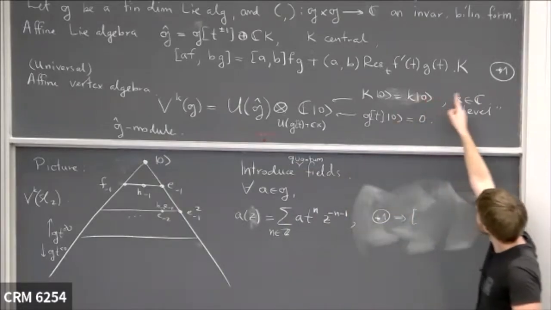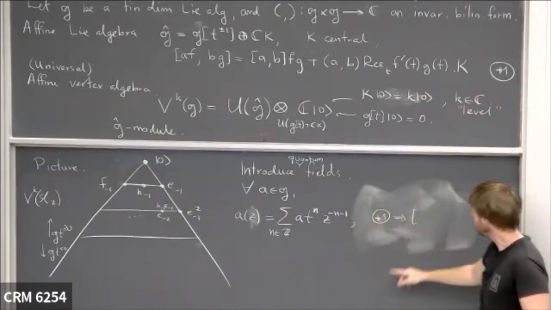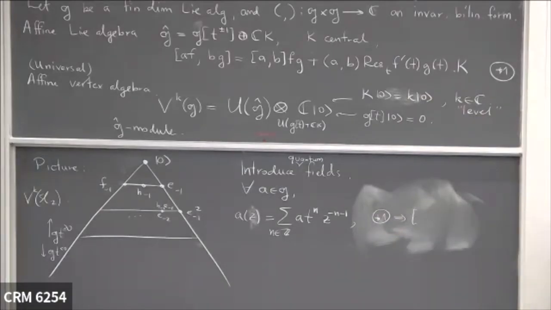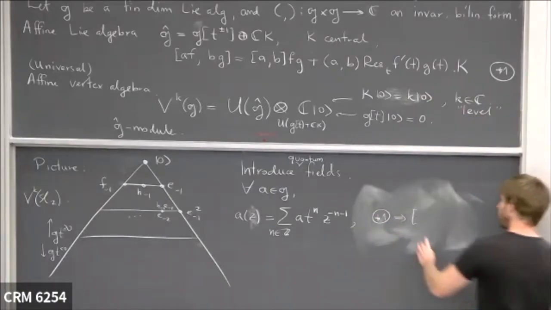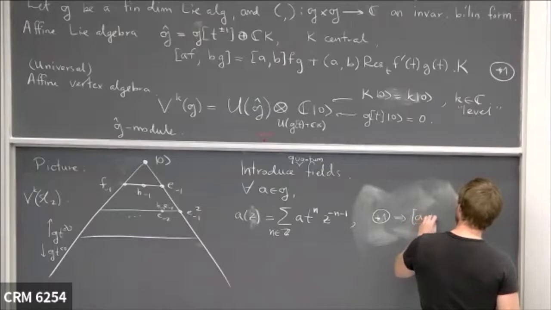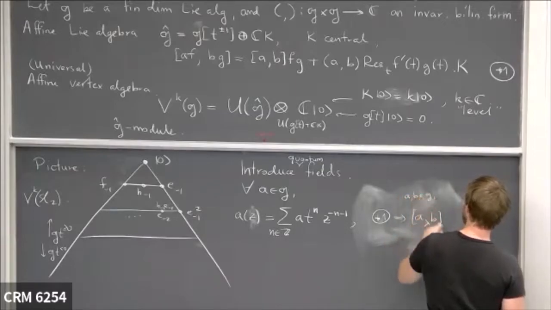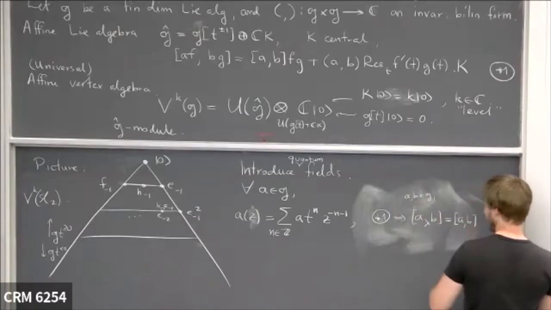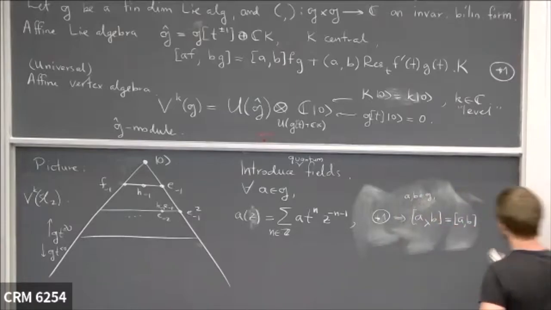And if you re-express this relation in terms of these quantum fields and then reinterpret that in terms of this lambda bracket that I introduced last time, you get that the lambda bracket of fields A and B, so here A and B are in G, is given by, write this a bit larger.